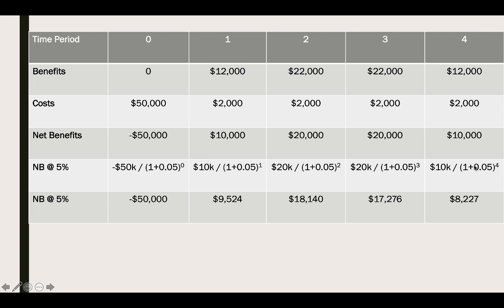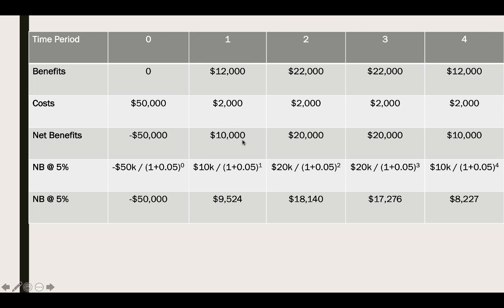We're going to do the same formula. I've got my net benefits over 1 plus the discount rate, which was 5%, so 0.05, raised to the power of the time period. So raised to the power of 2, raised to the power of 3, raised to the power of 4 for years 2, 3, and 4. So we're going further and further into the future, so we need to keep discounting.